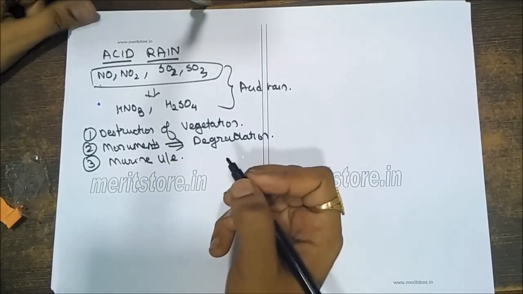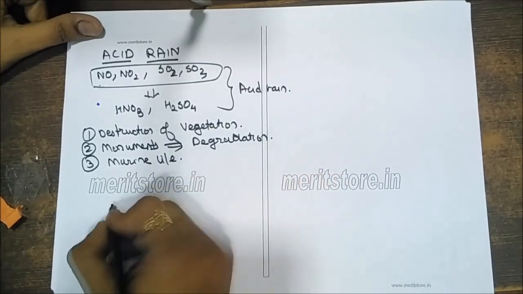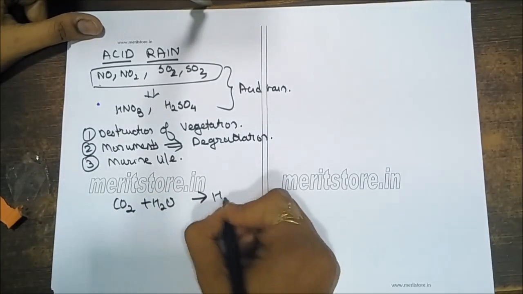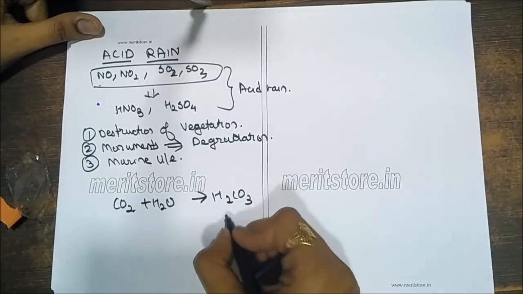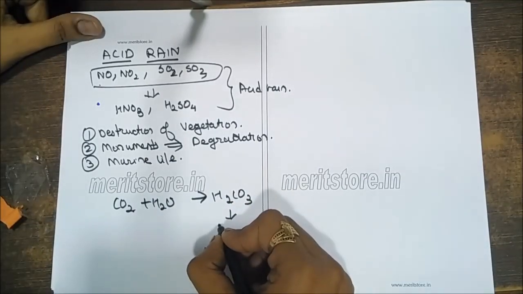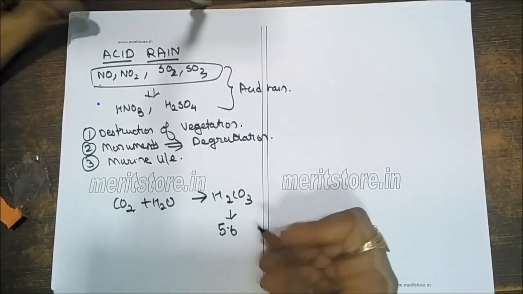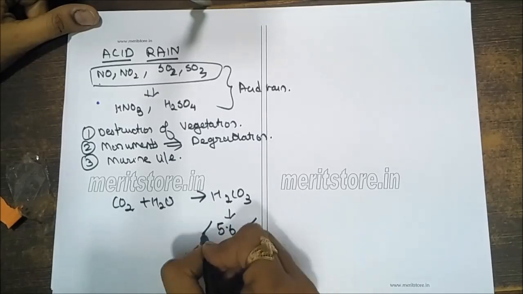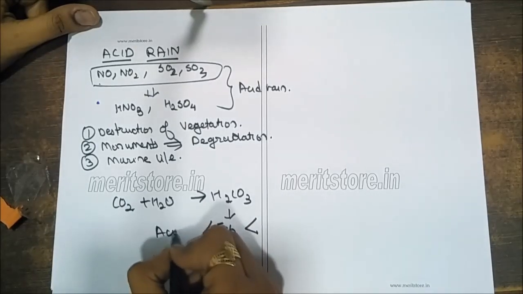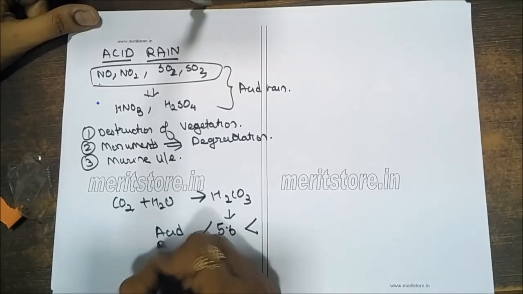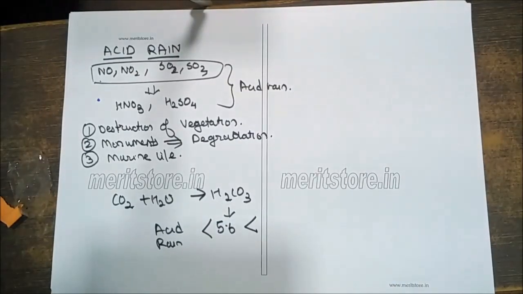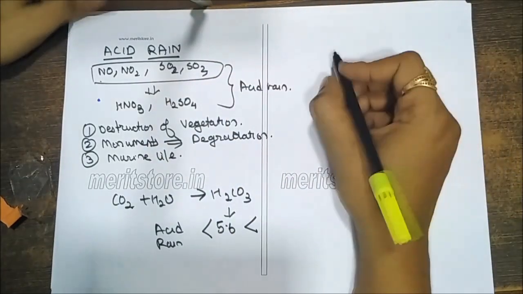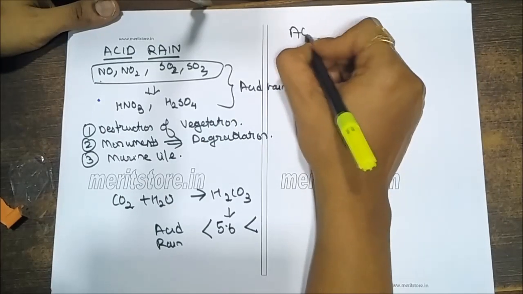Alright. Now remember, in the natural atmosphere there is carbon dioxide, and carbon dioxide plus water would form carbonic acid. This carbonic acid creates a pH of 5.6. So in the condition of acid rain, the pH will be lesser than 5.6. So acid rains would have a pH lesser than 5.6. Okay. Now let's see how these acids are formed. So let's see how acid rain is caused.